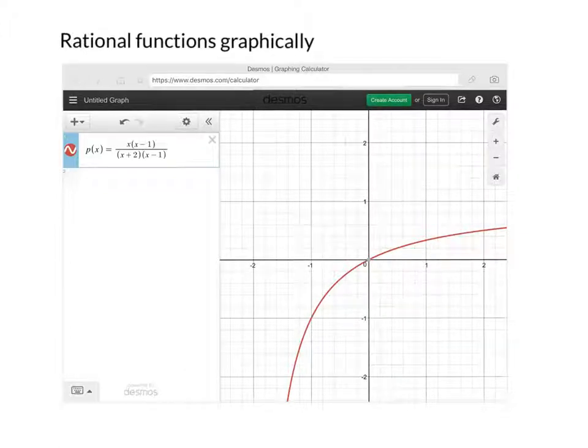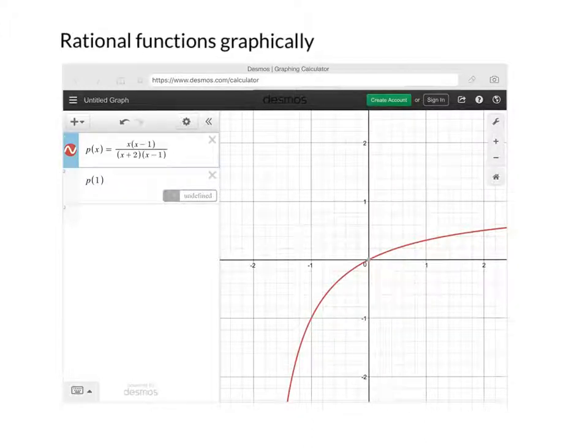Now, if I come over here and ask Desmos, what is p of 1? It's going to tell me that it's undefined. If I plug 1 into this function, what I'm getting is 0 divided by 0. Okay, so this is a problem. Since x minus 1 appears once in both the numerator and denominator, we get this hole that's happening.